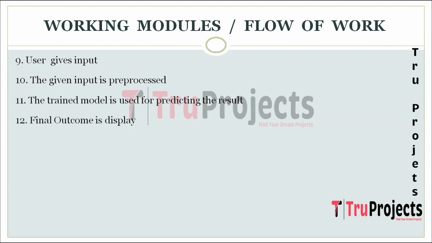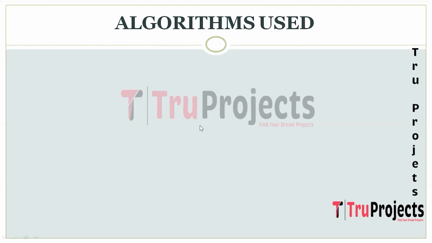The next step is the final outcome is displayed. The results or the predictions generated by the model are presented to the user through the web interface, completing the user interaction cycle. The algorithm which is used in this project is VGG16.